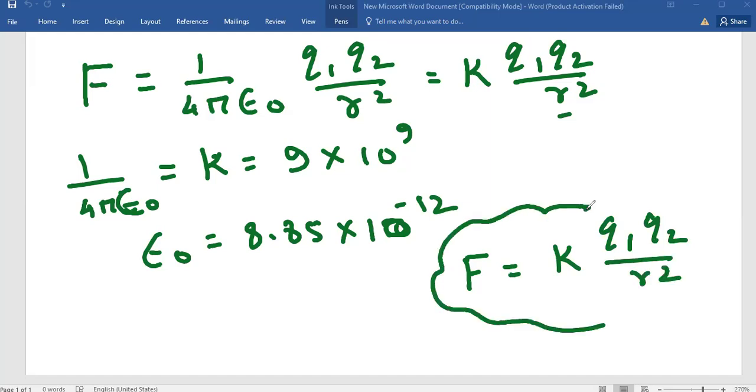Okay. So now what we will do, we will do some numerical problems related to this Coulomb's law.